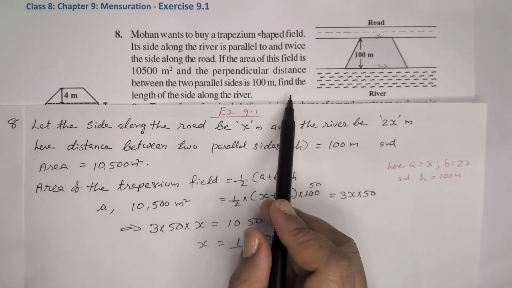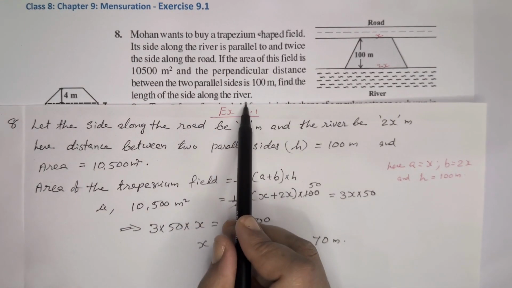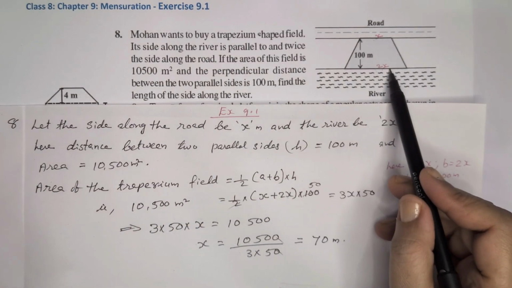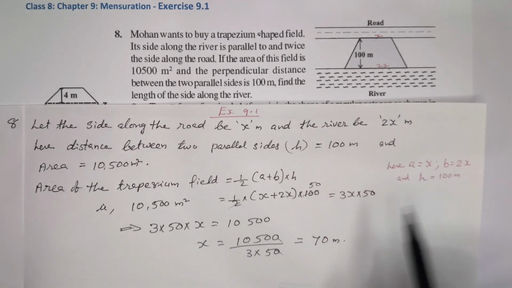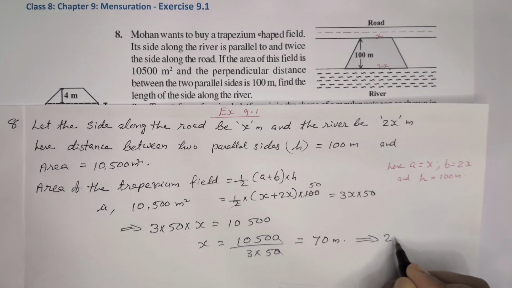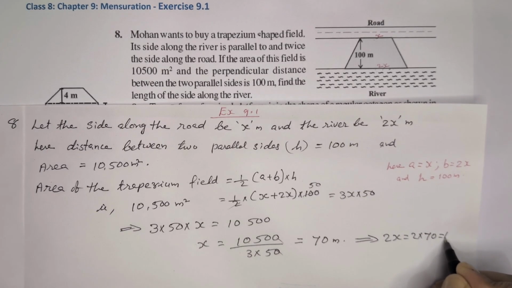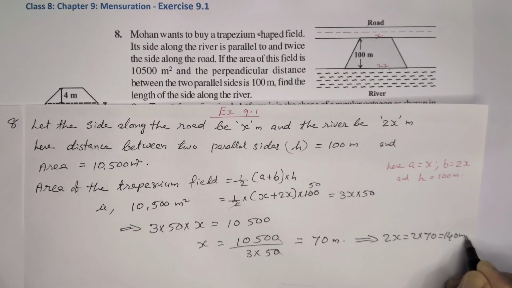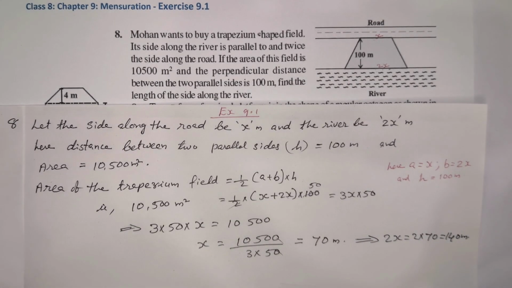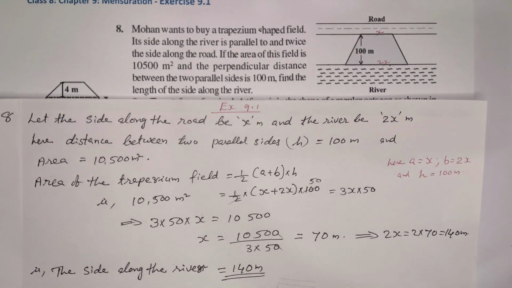Here we have to find the length of the side along the river. Along the river means 2x. So from that, 2x is equal to 2 into 70, is equal to 140 meter. That is, the side along the river is equal to 140 meter.